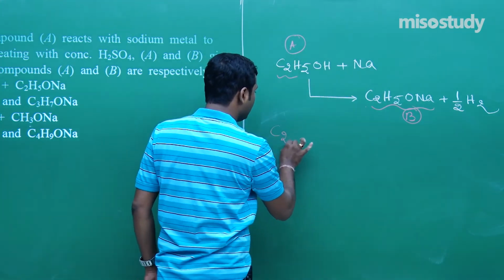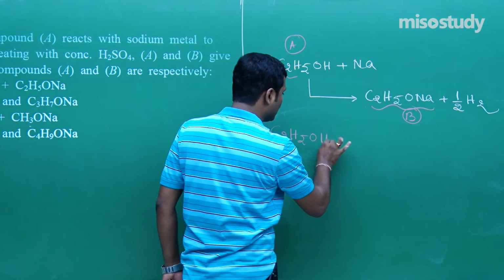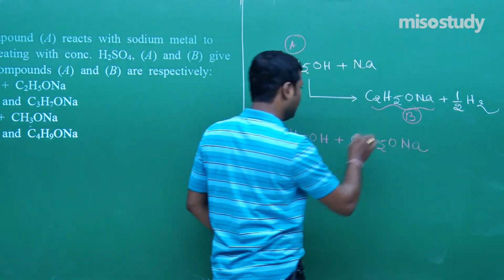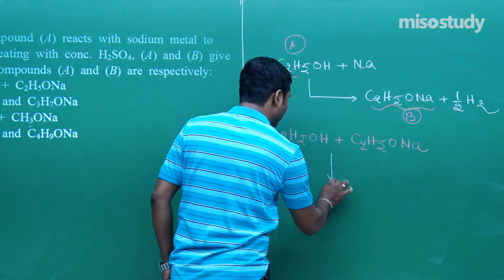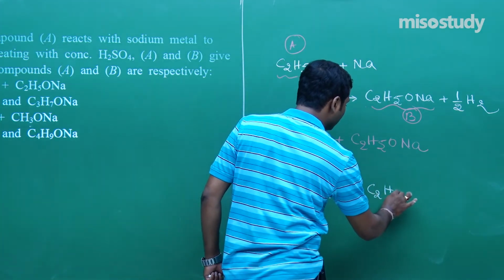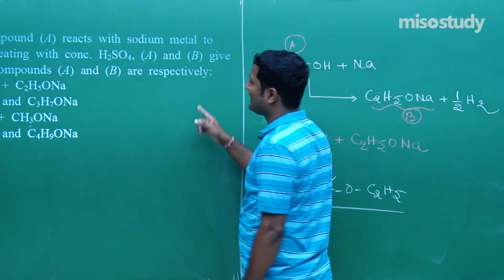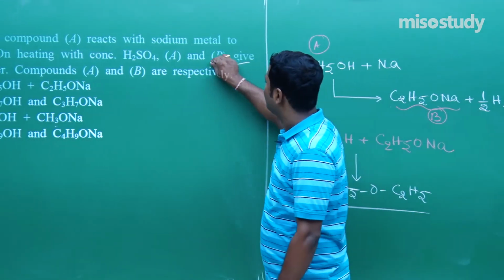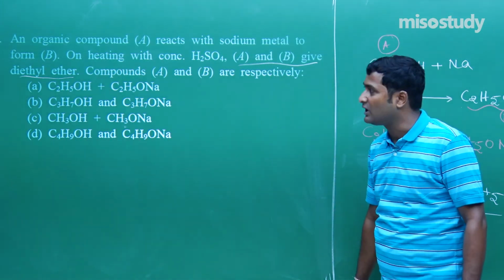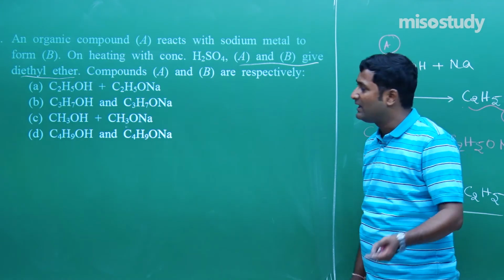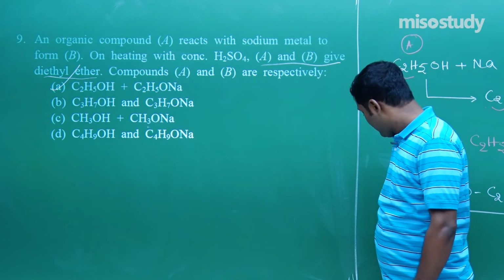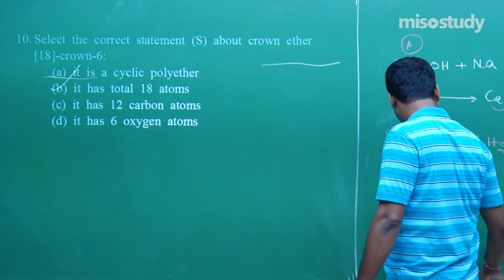Now what will happen? Check it out. C2H5OH plus C2H5ONa. Clear? Now what will happen? It gives you C2H5OC2H5, that is diethyl ether. Compound A gives diethyl ether. So we have chosen the correct option. So for question number 9, it's very simple. That is A is the correct option. Clear? Now let's move to the next question, friend.